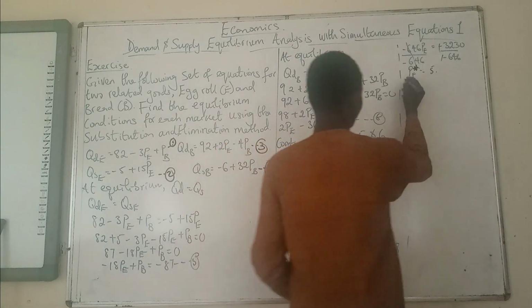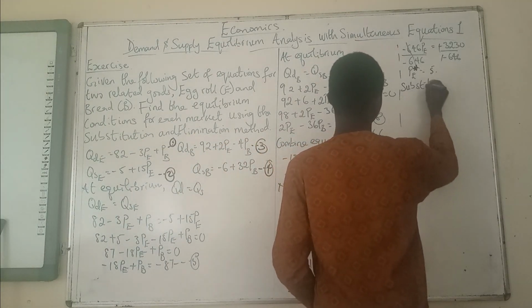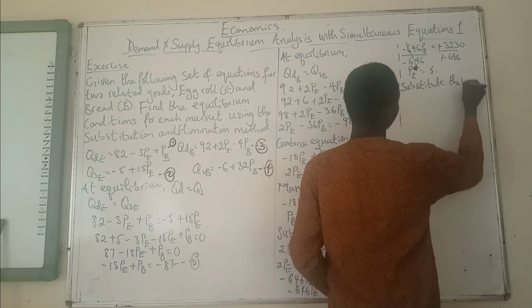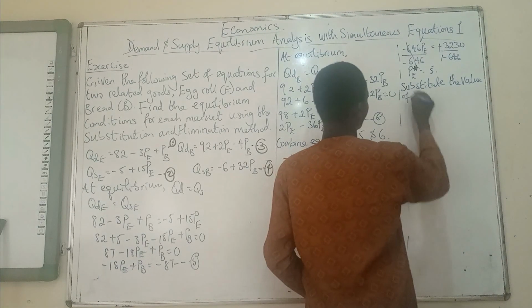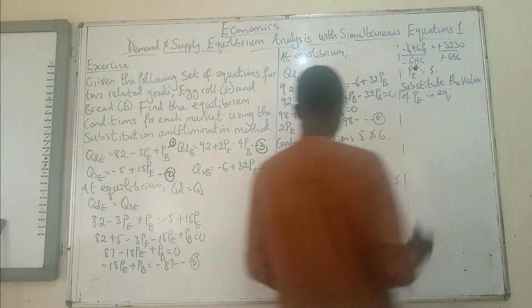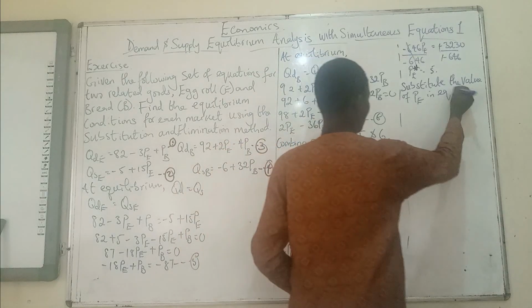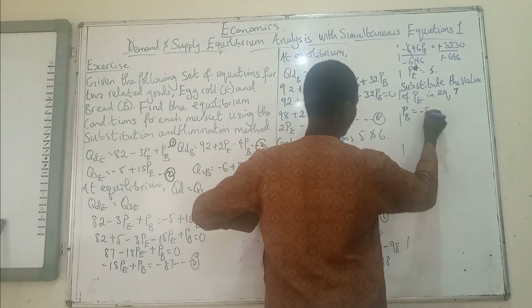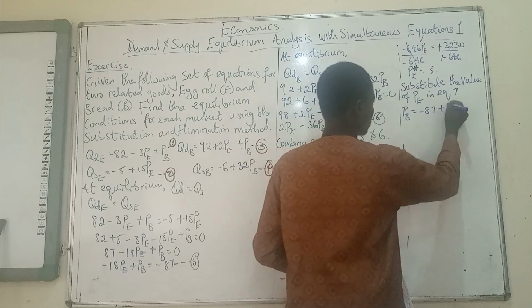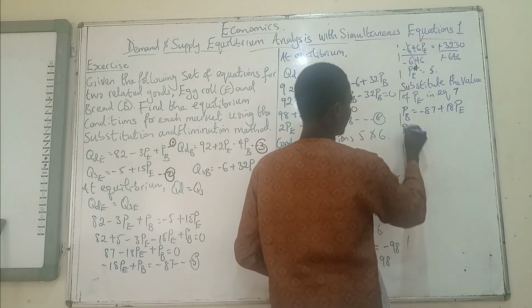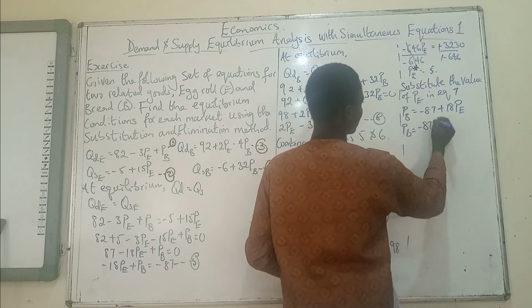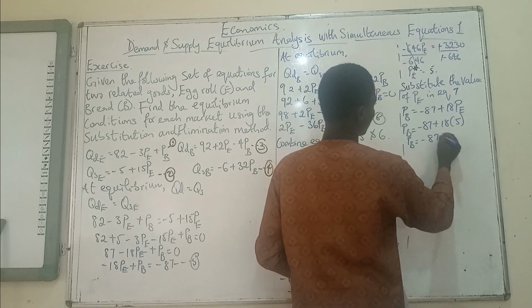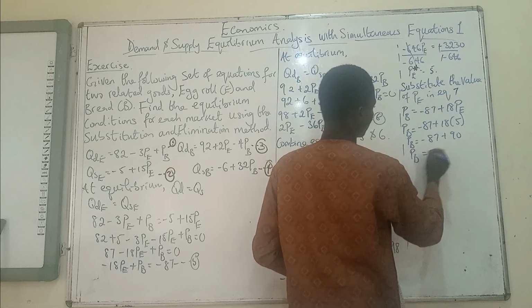So what we just do is substitute the value of PE in equation 7. So what do we then have? Let me write this. So PB equals minus 87 plus 18 PE. So the equilibrium price of bread now equals minus 87 plus 18 into bracket 5. So the price of bread is minus 87 plus 90, and the price of bread equals 3.